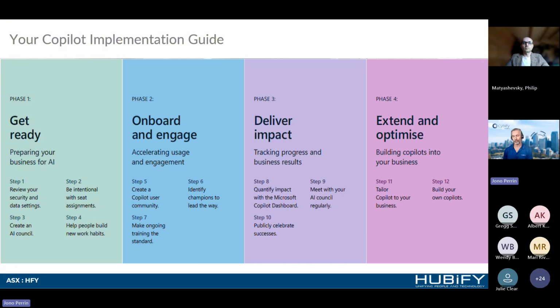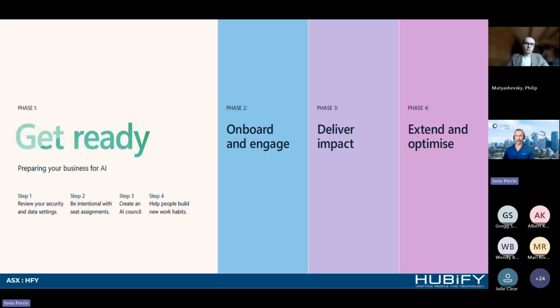So this will just give some high level components, which are broken into 4 phases. The first being the get ready phase. So for those that haven't yet implemented it, the first and primary one is to review your security and data settings. For those on here that are potentially our Hubify managed service customers, we're going to have an idea around what your security and data settings look like and where you are in that journey from being able to adopt not just Copilot, but potentially any other AI platforms as well.